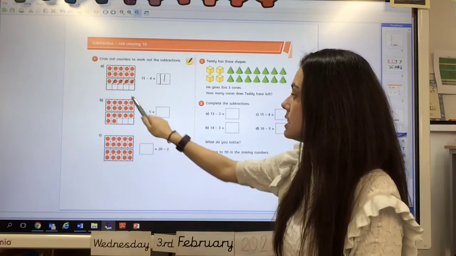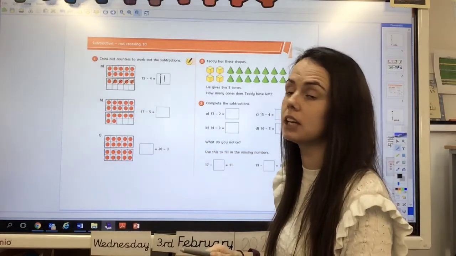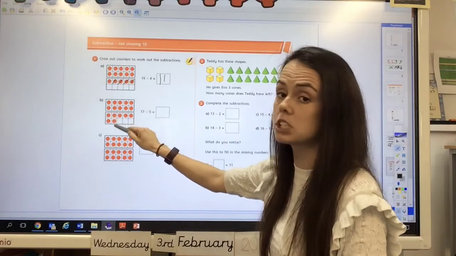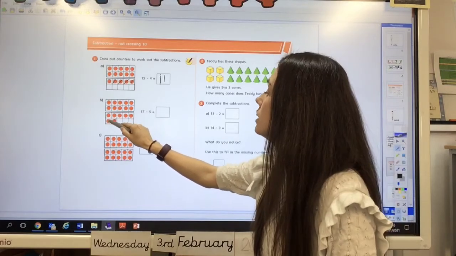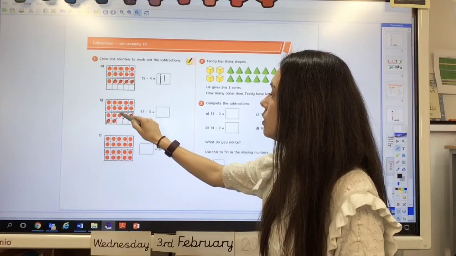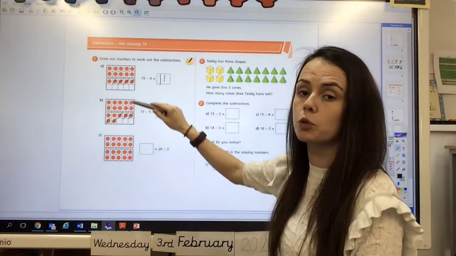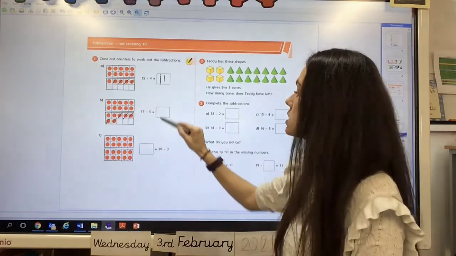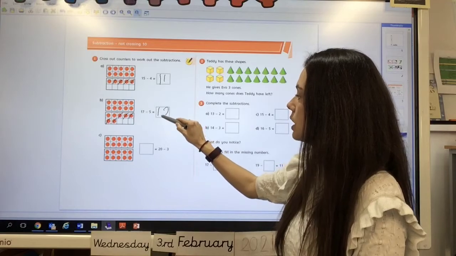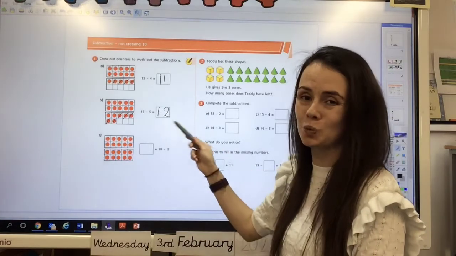Here we've got 17 take away 5. So we've got 17 and we're crossing off how many? 5. So we're going to start at our 1s. 1, 2, 3, 4, 5, which leaves us with 1 10 and 2 1s. 1 10 and 2 1s makes the number 12.